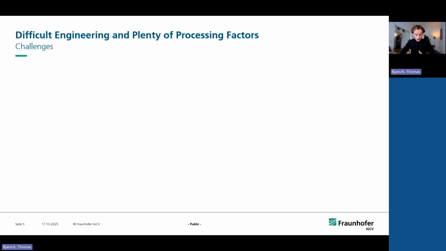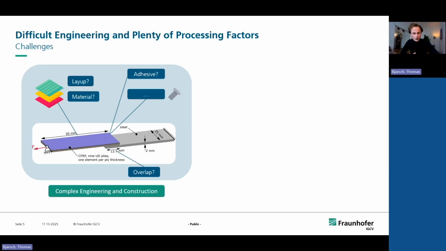Problems that arise with these materials are mainly two categories. The first one is the engineering and the construction. So if you have a look at such a hybrid material, you just have to consider a lot of factors for the engineering, like, for example, the layup of the CFRP, so how the carbon fibers are oriented, or which material should I use? Should I use an adhesive, or should I use a bolt? How far, or what should be the length of the overlap? So there's just a bunch of factors that you need to know about if you design such a material.